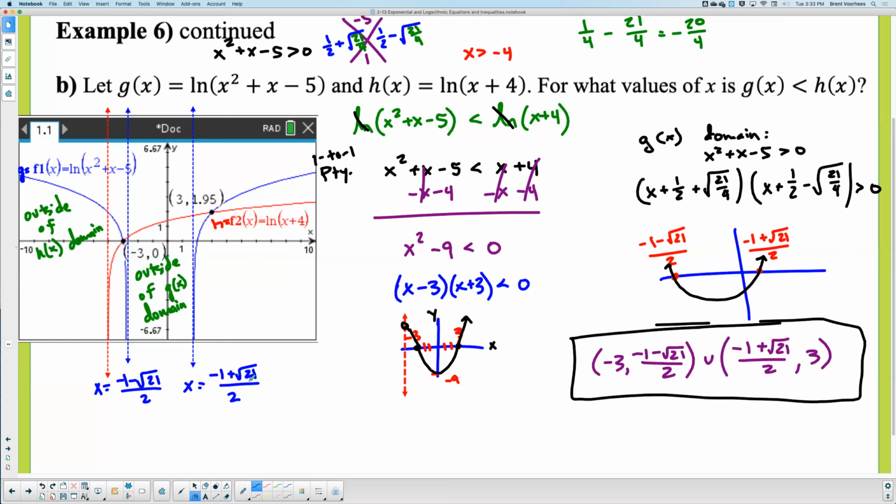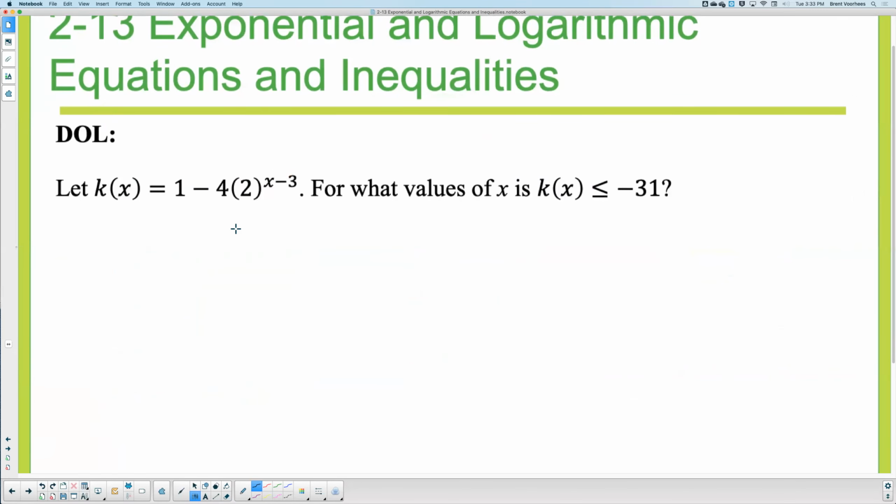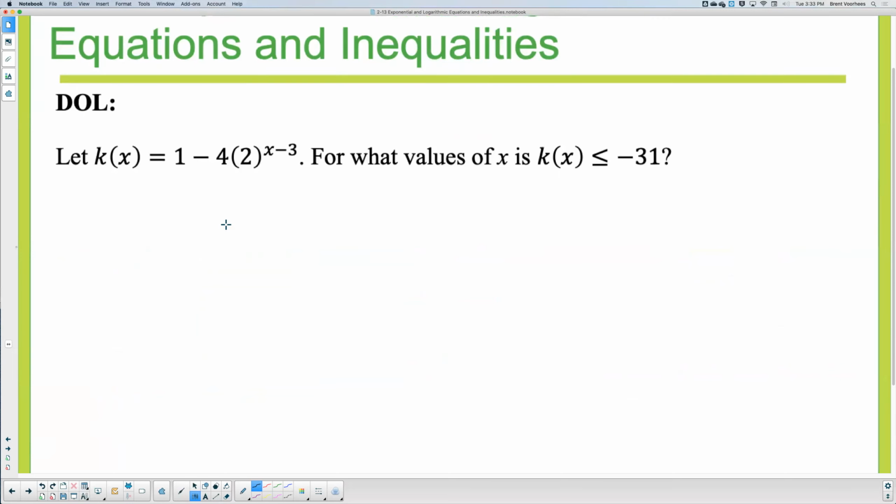So good luck. That takes you to your DOL. I'll let you work through this one. This one, I promise, is a little bit easier to solve.